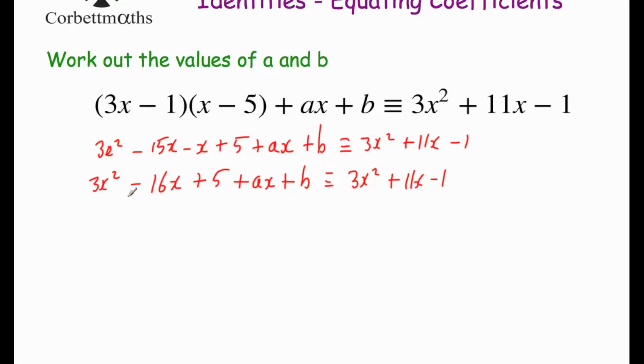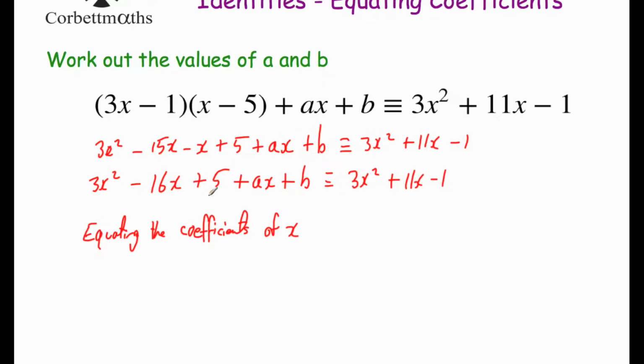Okay, so now let's equate our coefficients. Now, there's no point equating the coefficients of x squared, because actually we've already got 3x squared on the left and 3x squared on the right, so we know that they're equal to each other. So let's start off by equating our coefficients of x. So equating the coefficients of x.